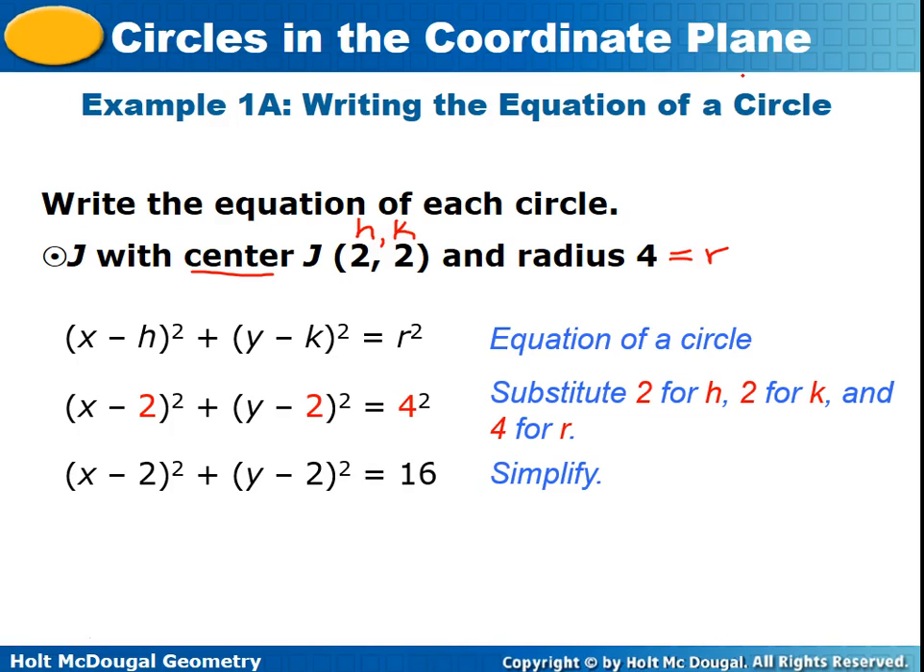Because again, when equations are written like this, we know that 2 and 2 are the center of the circle. If we take the square root of 16, that is our radius.